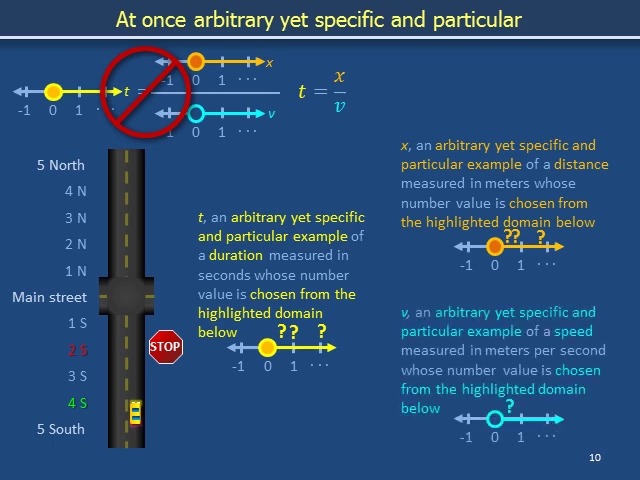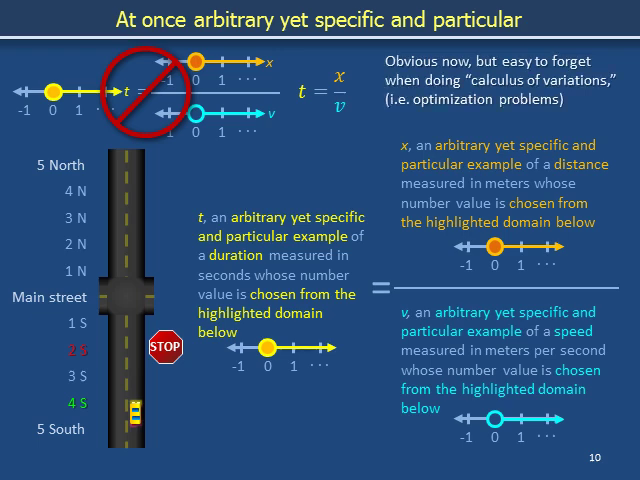That v is an arbitrary yet specific and particular example of a speed measured in meters per second whose number value is chosen from this domain highlighted in blue, and finally that we are specifically describing those various collections of 3 numbers whose particular x, particular v, and particular t values satisfy the condition that t equals x divided by v. While it might seem obvious to think of t, x, and v as particular values, failing to emphasize this understanding now is a shortcut that leads to catastrophe during calculus.